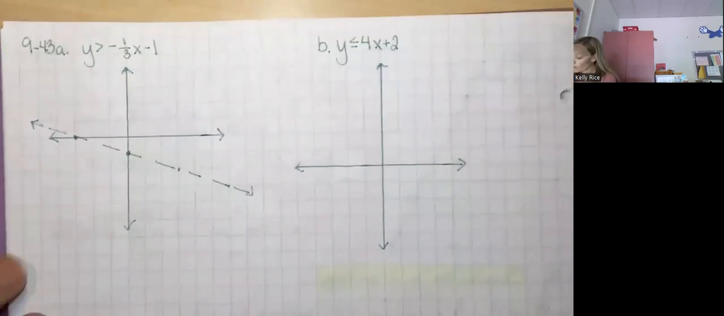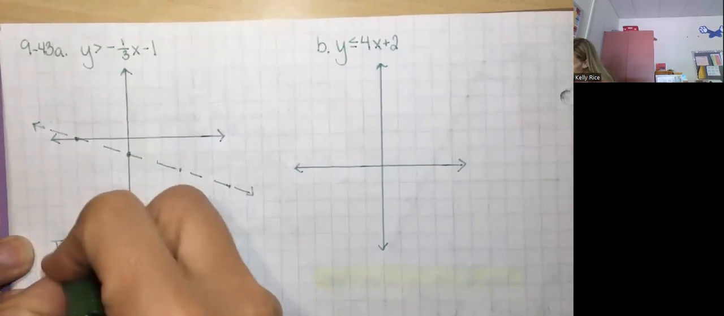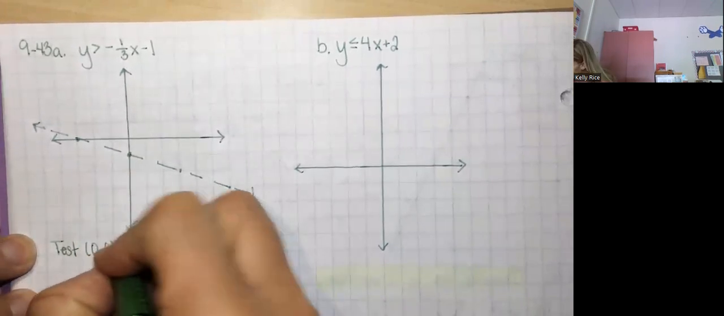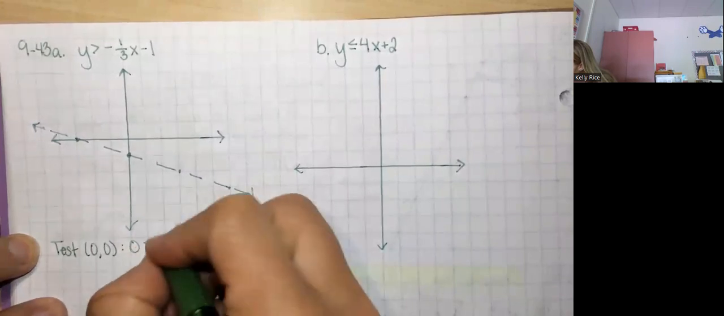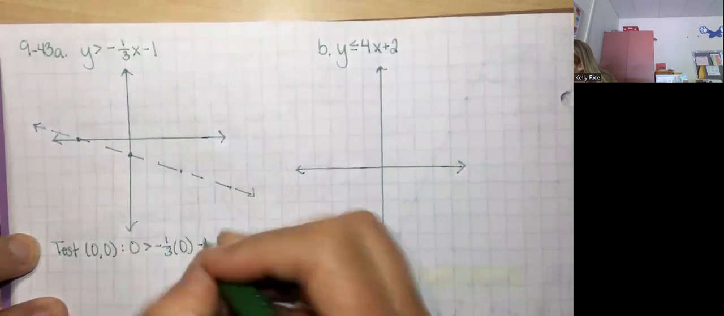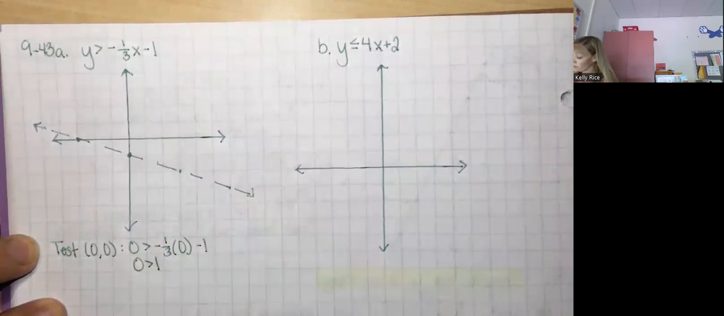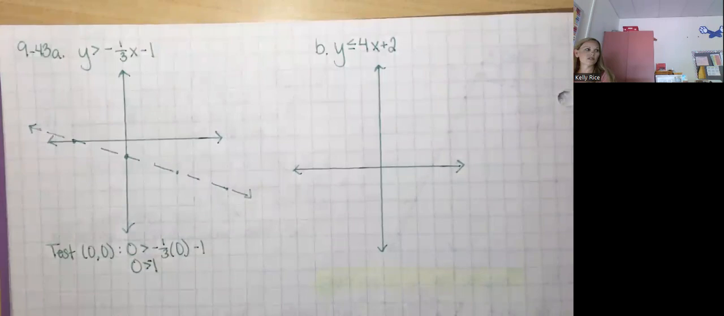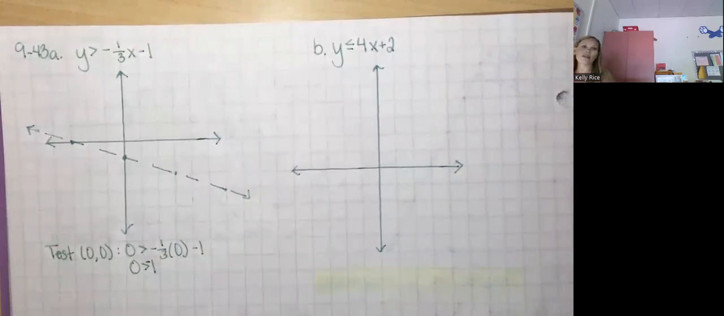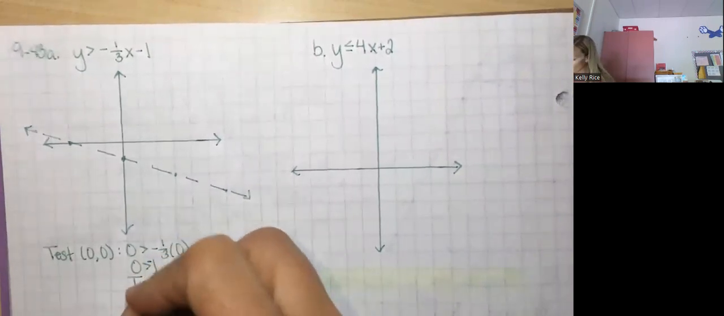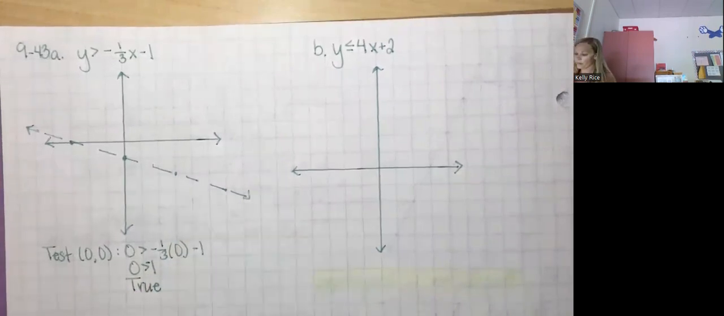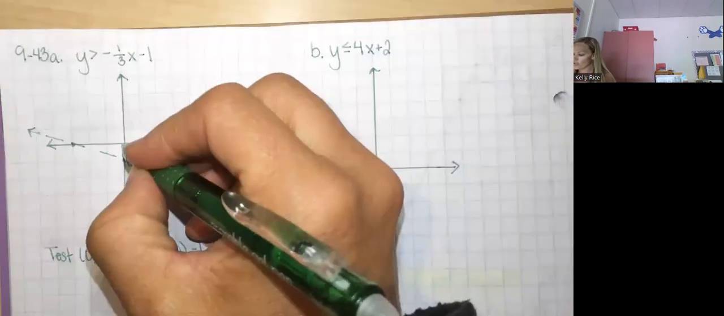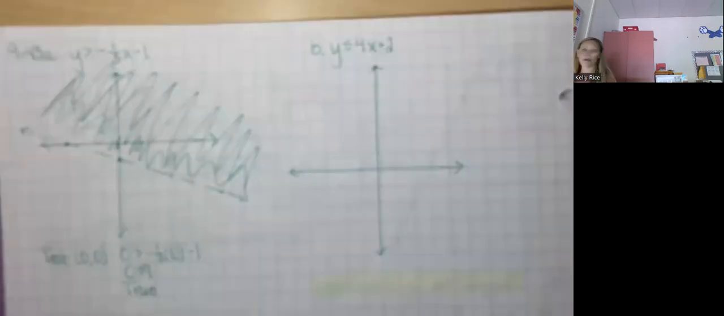So if we test 0, 0, 0 is greater than negative 1/3 times 0 minus 1. 0 is greater than negative 1. True or false? Is 0 greater than negative 1? Yes, true. So what does that mean? Then you shade towards 0, 0, everything on this side of the line. Again, you can cross the axes. You can't cross that boundary line.